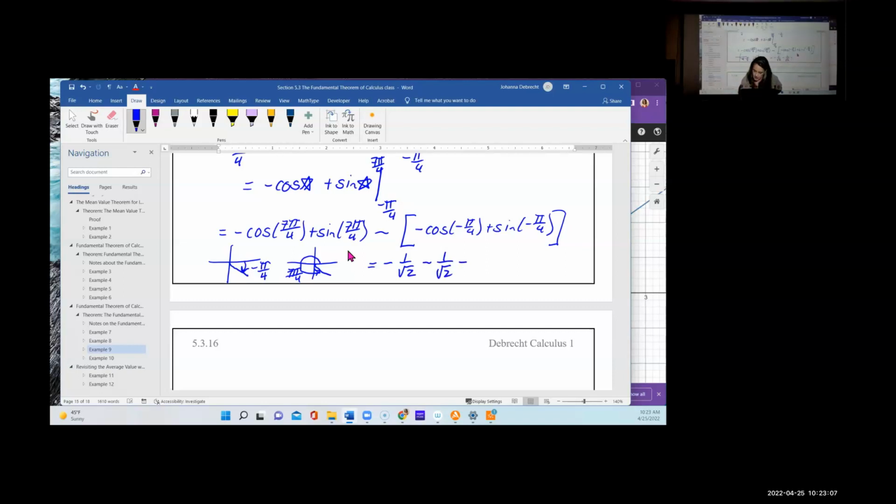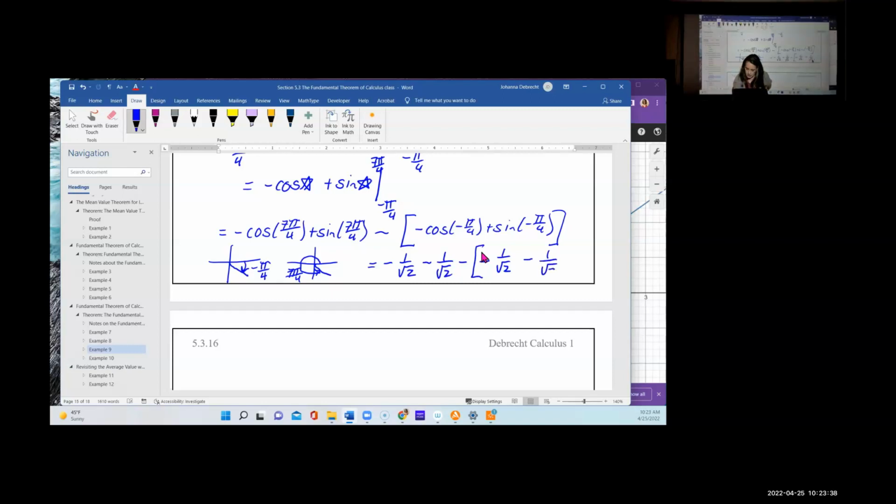Then I have a minus with big brackets. Now the cosine of negative pi over 4 is the same location. So it's 1 over the square root of 2, but it's got a negative on it. So this gives me negative 1 over the square root of 2. And then the sine of negative pi over 4, again, is also in quadrant 4. Sine is negative in quadrant 4, so I get a negative 1 over the square root of 2.